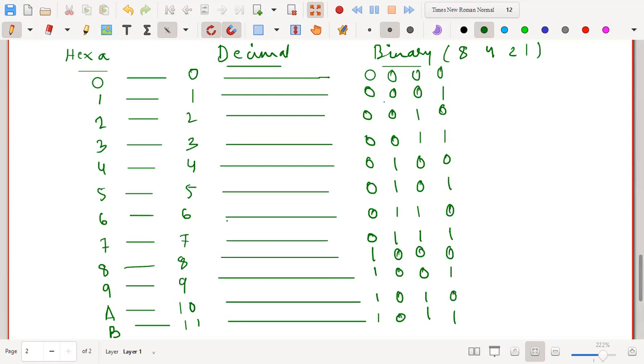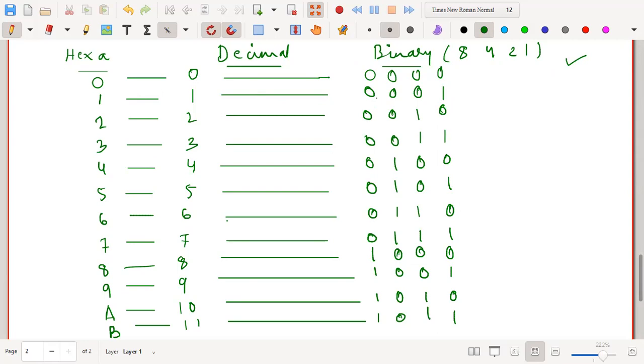Now if you can write down this table up to 15 for decimal, then it would be up to F for hexadecimal. You can do it. You just follow this 8421. Now in this way, if you remember this table, you can call this the master table. Whenever the question is to convert hexadecimal into binary, just see this number and directly convert it. You can also do it that way.